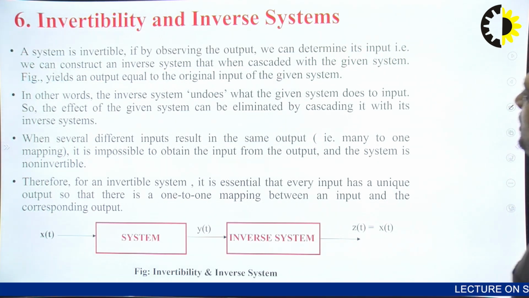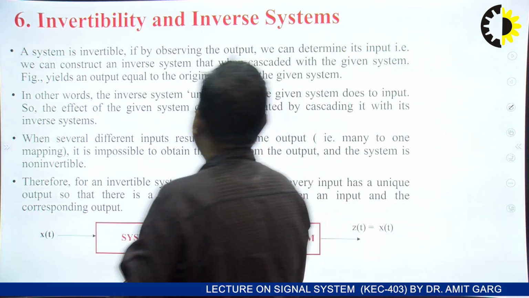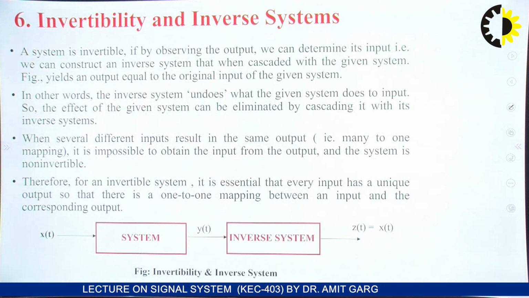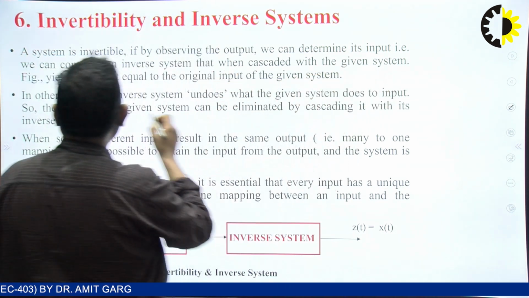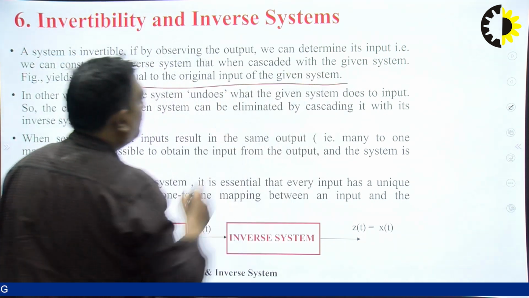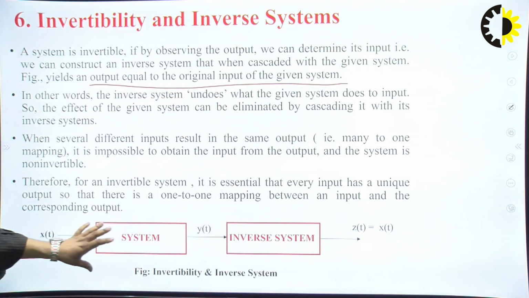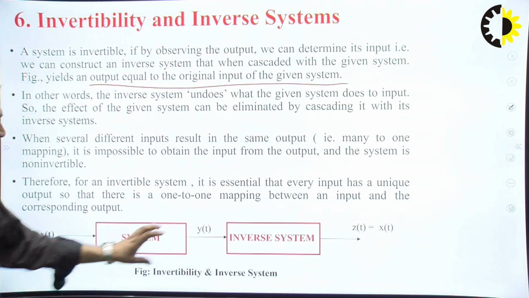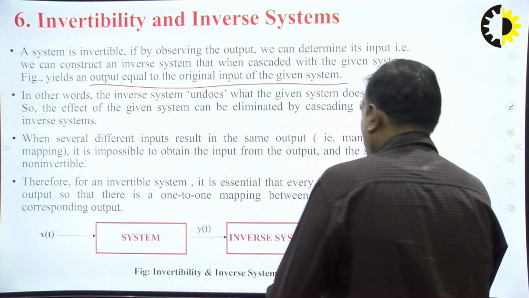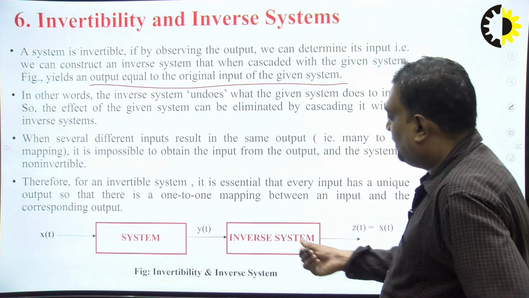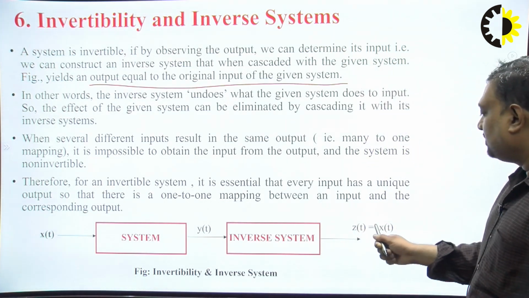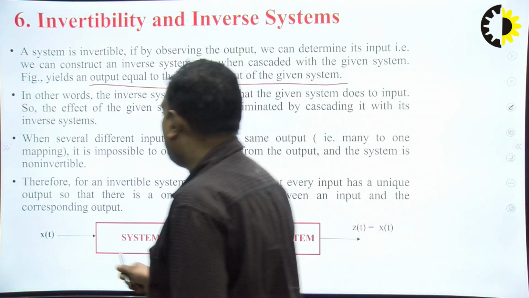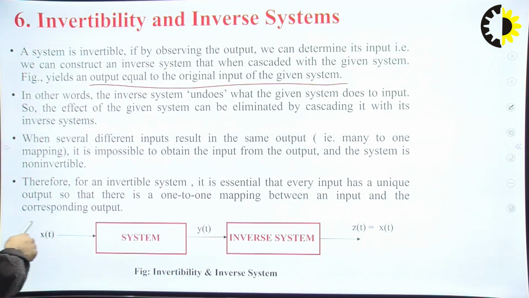And the last one is invertibility and inverse system. A system is invertible if by observing the output we can determine its input, that is, we can construct an inverse system that when cascaded with the given system yields an output equal to the original input of the given system. So this is the system, x(t) I am applying, I am getting the output y(t), and if I have a system which is the inverse of this system, then the output of this inverse system, let's say z(t), should be equal to x(t), means we will again get the same input.